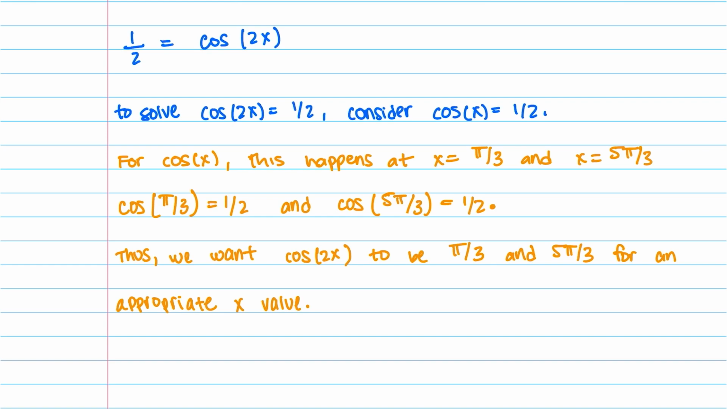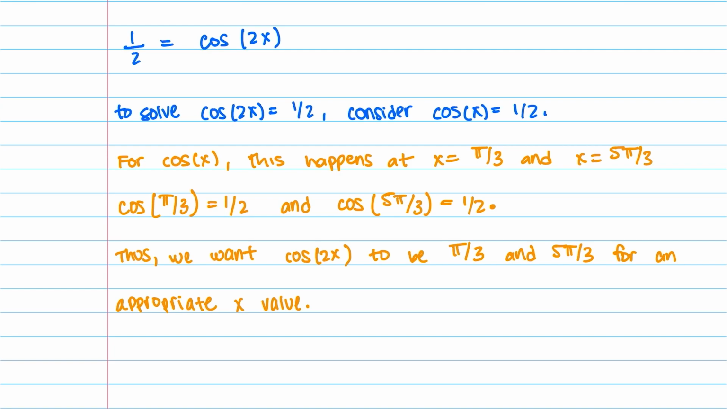Now, before we can solve cosine of 2x equal to 1/2, let's consider our original cosine function, cosine of x is equal to 1/2. Now, from the unit circle, we know that cosine of x is equal to 1/2 at an angle of x equal to pi over 3 and x equal to 5 pi over 3. And so for this example, we want the number within the parentheses, 2x, to be equal to pi over 3 and 5 pi over 3 for an appropriate x value.